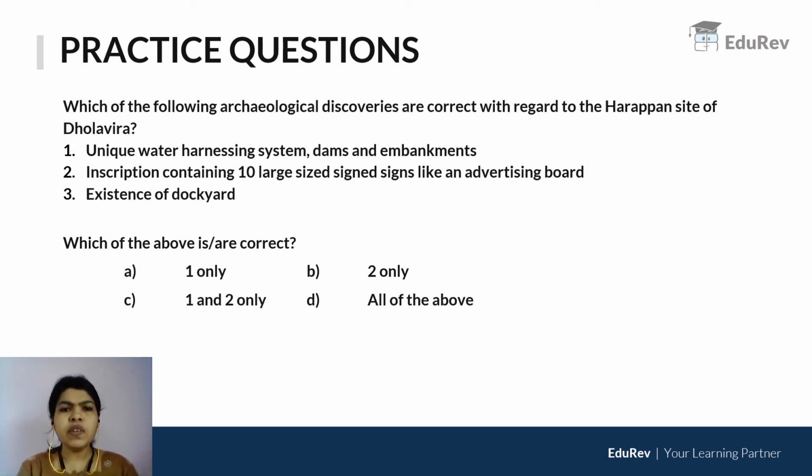Now here, which of the following archaeological discoveries are correct with regard to the Harappan site of Dholavira? So there is a unique water harnessing system, correct, dams and embankments, an inscription containing 10 large size signs, we just now read about this particular thing, existence of a dockyard. Remember, the dockyard was found in Lothal and not in Dholavira. So here the correct answer is actually 1 and 2. So discovery of large water reservoirs, which are built out of stone, and there is a unique water harnessing system. We read about the inscription that contained 10 large-sized signs, which is like an advertising board, but the dockyard was found in Lothal and not in Dholavira.